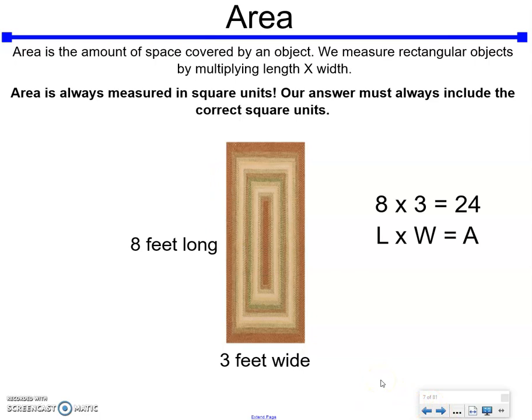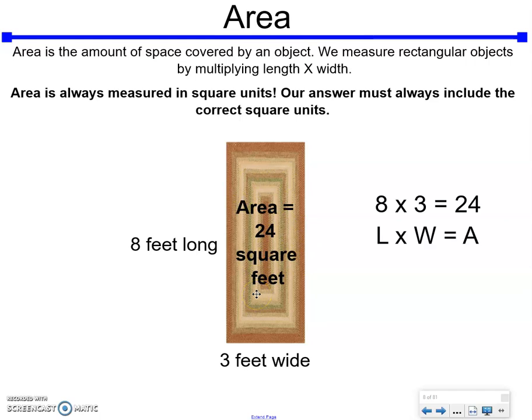If we wanted to find the total area of this rectangle, we would multiply the length of the rectangle, in this case 8 because the rectangle is 8 feet long, times the width of the rectangle, in this case 3 because this rectangular rug is 3 feet wide. 8 times 3 of course equals 24, so we know the total number of square units that this rectangle covers is 24. The area of this rectangle is 24 square feet.